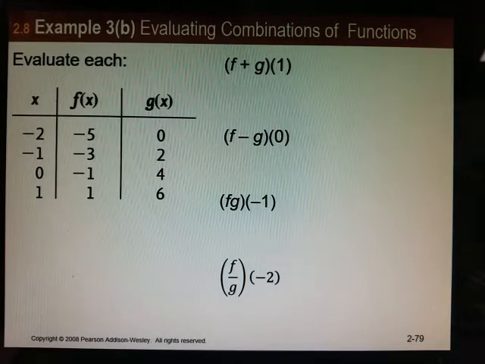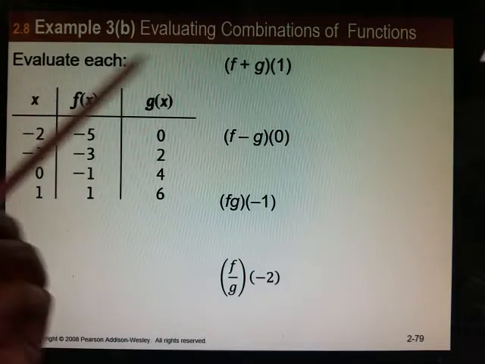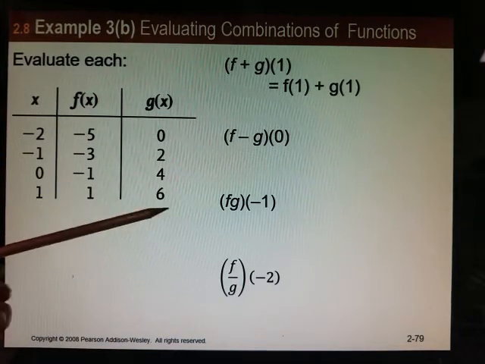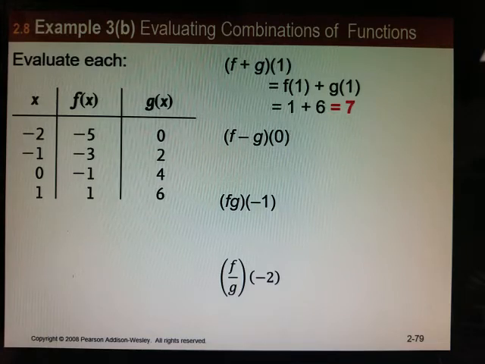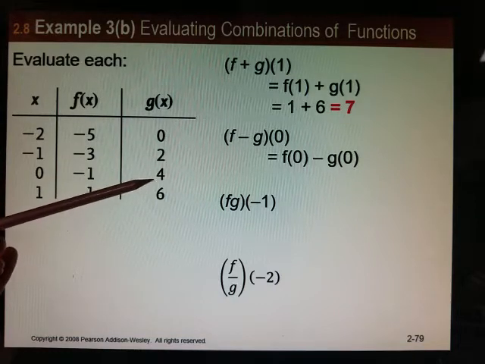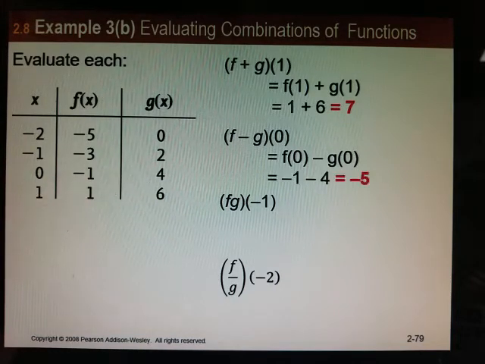All right, sometimes they give the table format. Same thing. This means f of 1 plus g of 1. So here's where x is 1, f of 1, g of 1, so 1 plus 6 is 7. F of 0 minus g of 0. So when x is 0, f of 0 is negative 1, g of 0 is 4, negative 1 minus 4, negative 5.